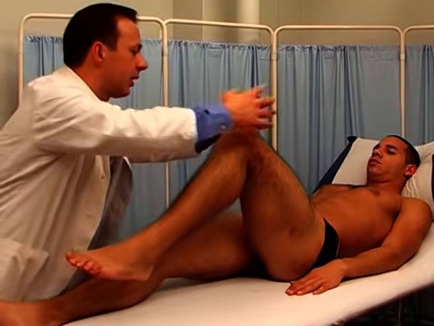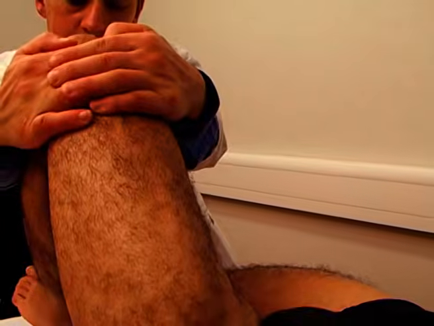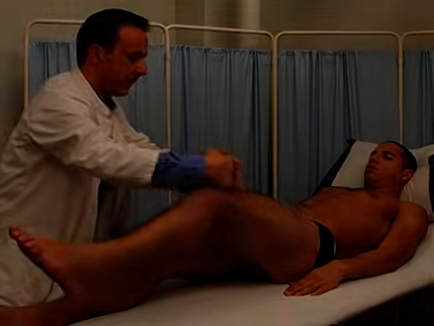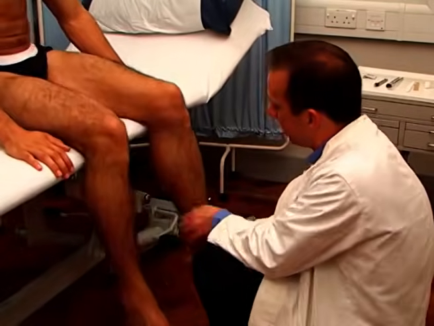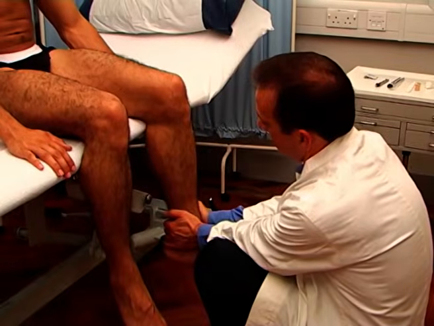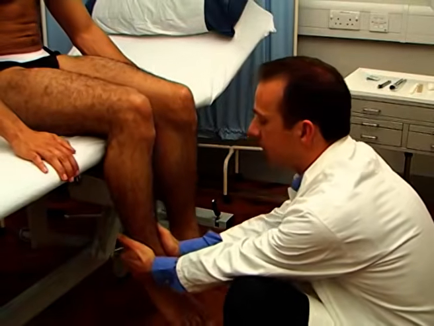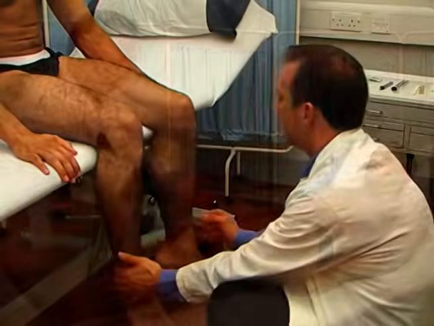Bend your knee and bend your hip up towards your chest and resist me. That's fine, thank you. Flexion of the knee, the hamstrings, the sciatic nerve from S1 and S2. Push it down. That's good. Now to the opposite.